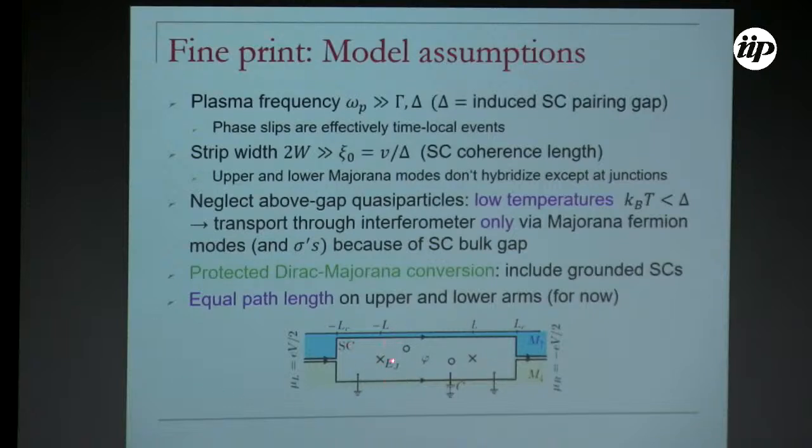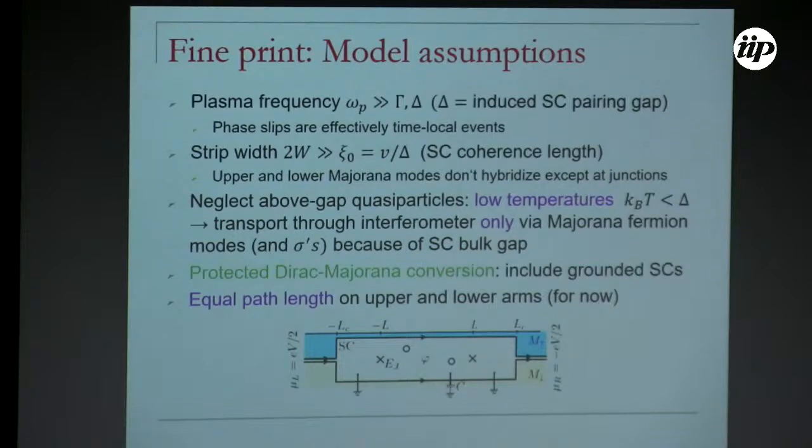width of this strip is large against the coherence length of the superconductor. In that case, upper and lower Majorana fermions don't have an overlap. Otherwise, if they can talk to each other, then it messes up the physics. So they don't hybridize except at the points at these junctions. So at the junctions, we allow for transfer or tunneling of Majorana fermions from top to bottom and back.